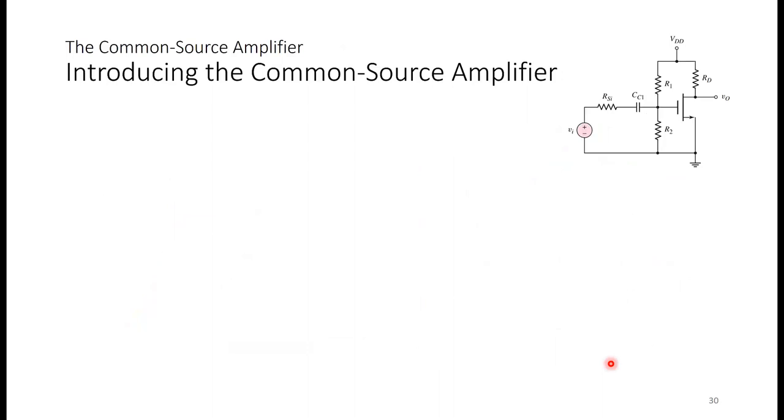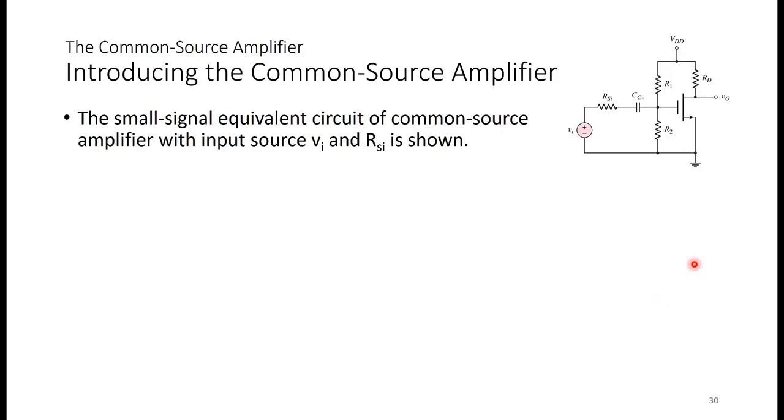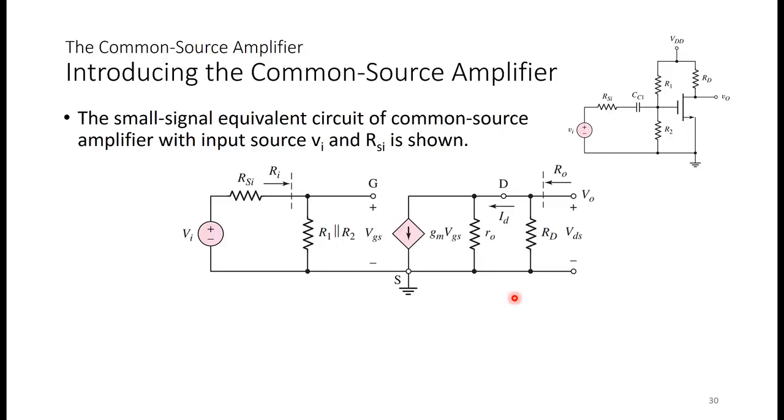All right, now let's look at the small signal equivalent circuit of the common source amplifier, but this time we have the input source Vin, and the source signal resistance RSI is shown in the circuit, because before this, when we drew the common source amplifier, we ignored this part. What happens if there is this section? Okay, it's nothing new.